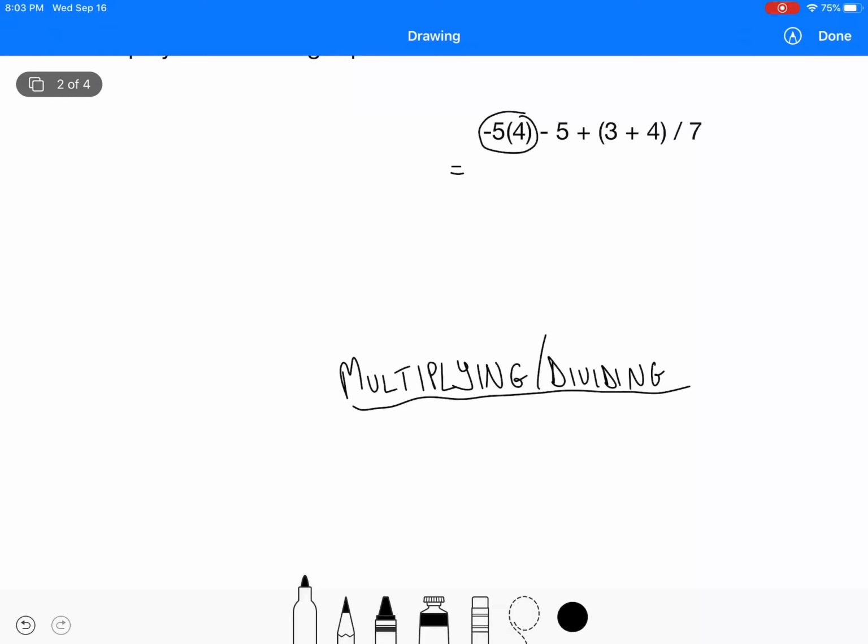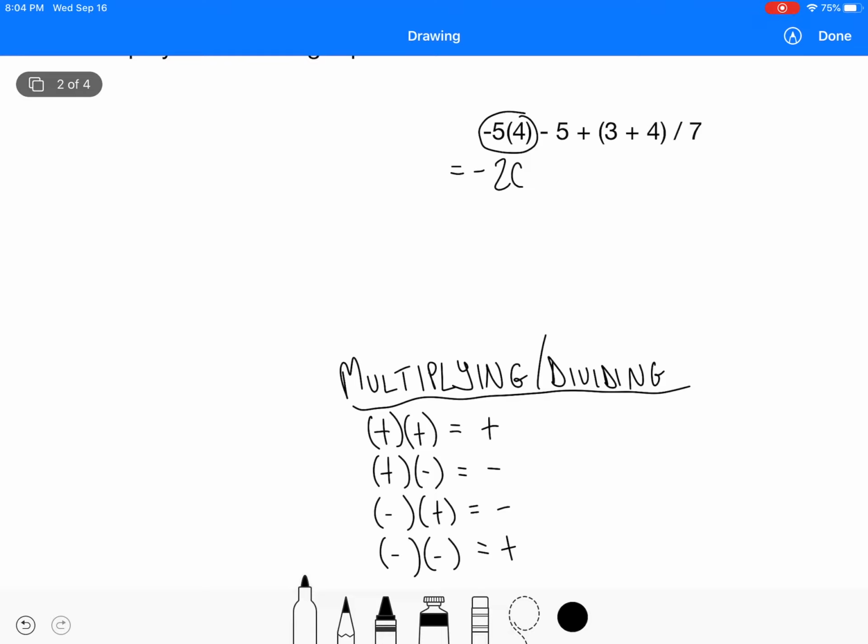We need to remember that a positive times a positive equals a positive. Now, if two things are in brackets side by side, that means they're multiplying. A positive times a negative is equal to a negative, a negative times a positive equals a negative, and a negative times a negative equals a positive. Okay, now the same rules all apply for dividing as well. So here we have a negative times a positive, so we know the sign is going to be negative, and then we can just do 5 times 4 is 20.